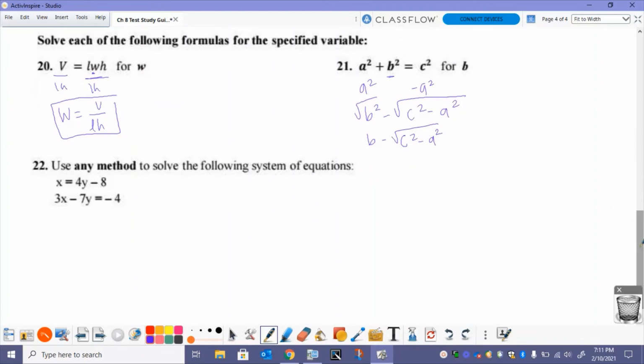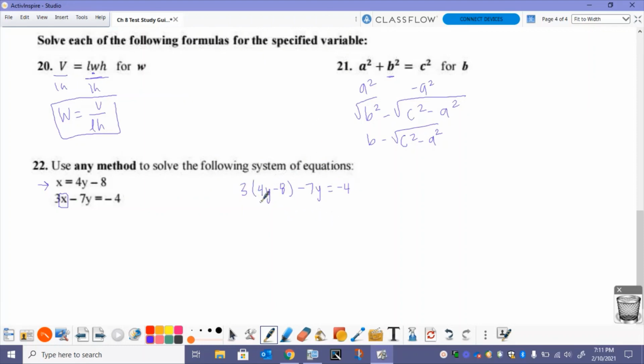Alright guys, we made it to the end. Last problem. Use any method to solve the following system of equations. So we have x equals 4y minus 8, and 3x minus 7y equals negative 4. Well, this one's easy enough. This is already set to the value of x. It equals x, meaning we can just plug it in right here for x. So we would have 3 times 4y minus 8 minus 7y equals negative 4.